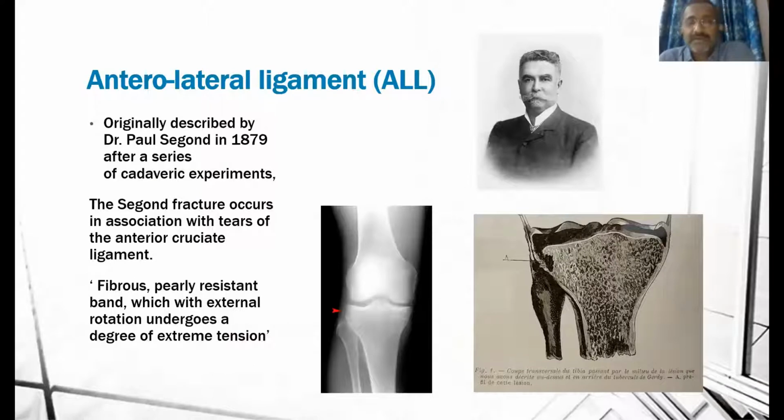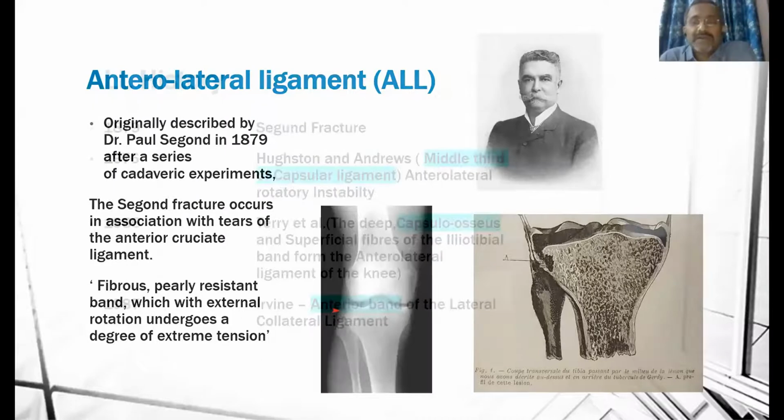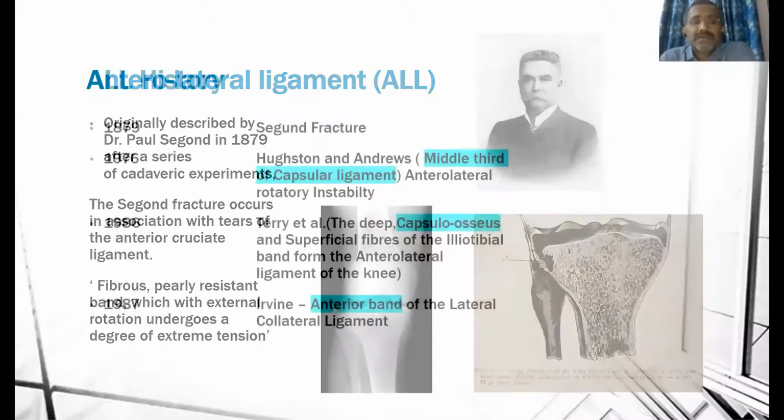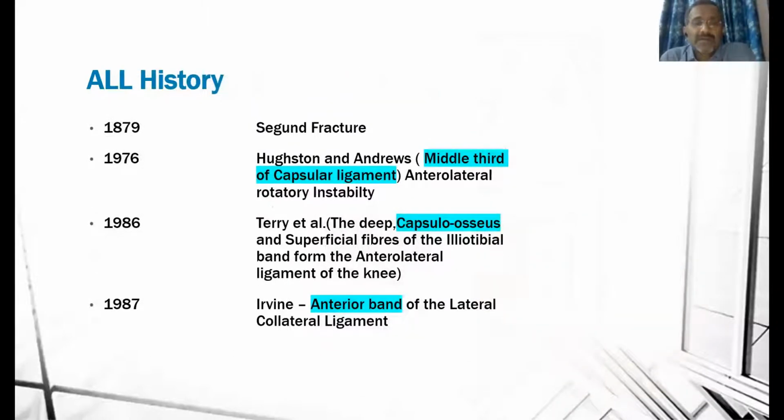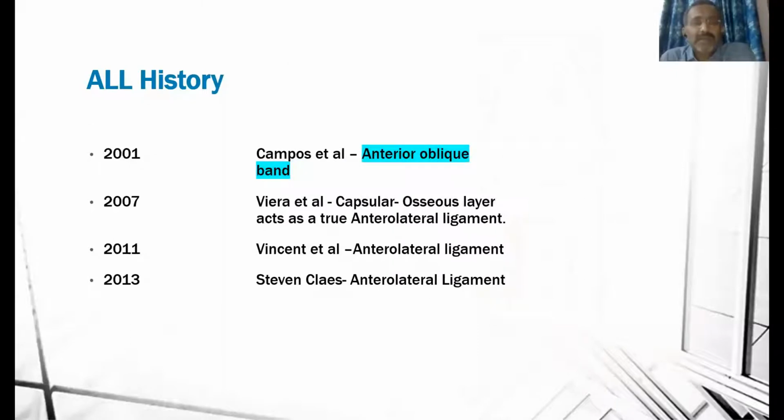We've all seen this X-ray, which we call the Segond fracture, which indicates there is an ACL injury. This was described in 1979, where Paul Segond described a fibrous, pearly resistant band on the lateral aspect of the knee, which with internal rotation undergoes a degree of extreme tension. Various other people have also described this structure on the anterolateral side: Houston, Terry, Irvine, and Vieira, Vincent. All these years, they've been describing there is something on the lateral side.